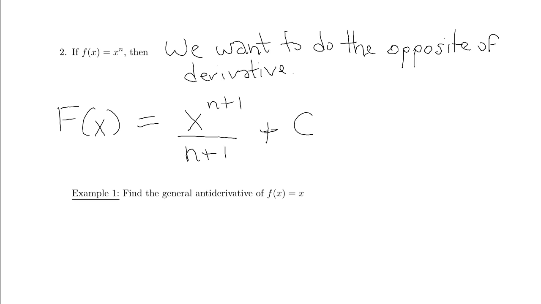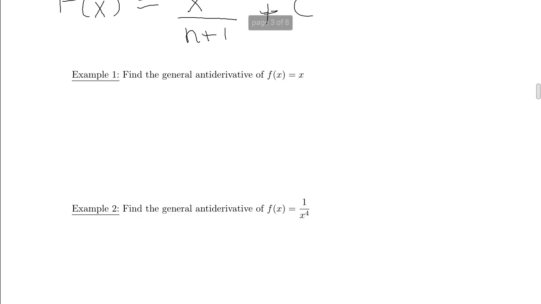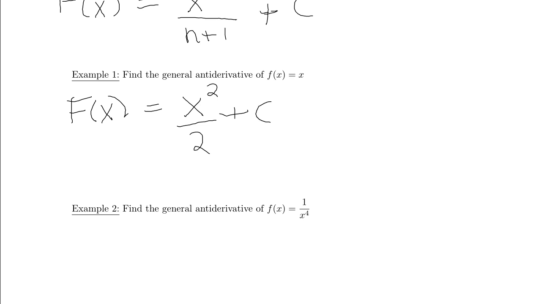So let's work through some examples to try to convince ourselves that this rule works. The first example, let's find the general antiderivative of little f of x is equal to x. So capital F of x, using our power rule, well, this is x to the power of 1, so we want to increase our exponent by 1. Instead of being to the power of 1, it's now going to be to the power of 2. And then we want to divide by that same exponent, so we're going to divide by 2. So we have x squared over 2 plus c. And let's check our answer.